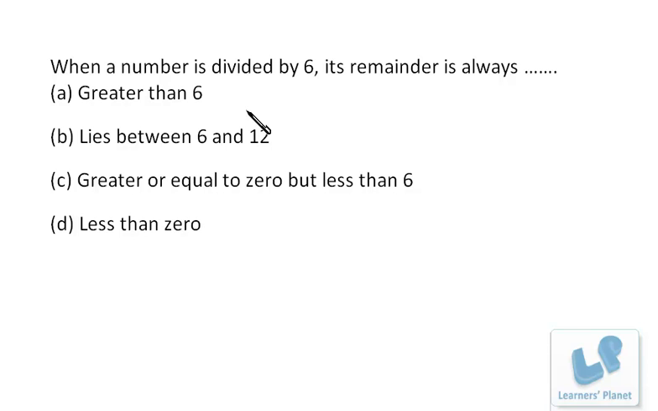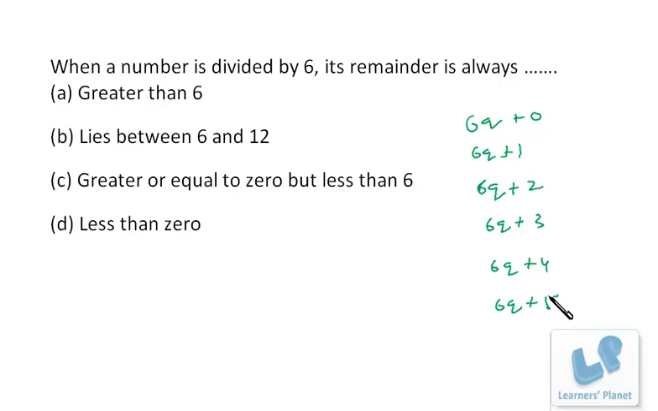Now we have this question: when a number is divided by 6, its remainder is always. See friends, remainder can never be greater than the divisor, right? So any number can be written as 6q, 6q plus 1, 6q plus 2, I just write 0 over here, 6q plus 3, 6q plus 4, 6q plus 5 form. So there are 6 forms if we divide any number by 6, right? Where q is any positive integer, right? According to Euclid's lemma, I have written this, right?